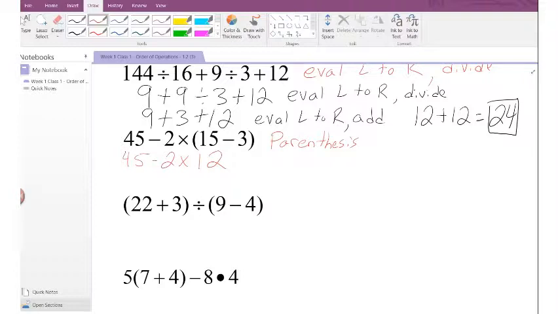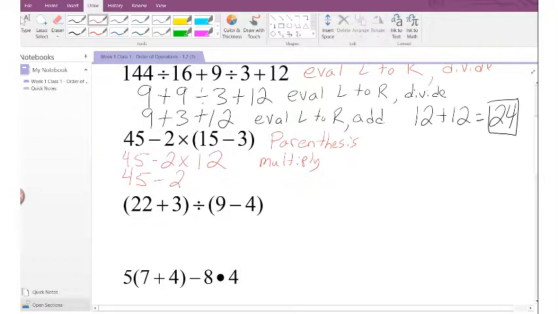All right, Lucas, what comes next here? 45 minus 2 multiplied by 12. Multiply, right? So we've got 45 minus 2, so that's subtraction, multiplied by 12. Take care of that subtraction, I'm sorry, the multiplication first. That's 45 minus 2 multiplied by 12. What do we get? 24.